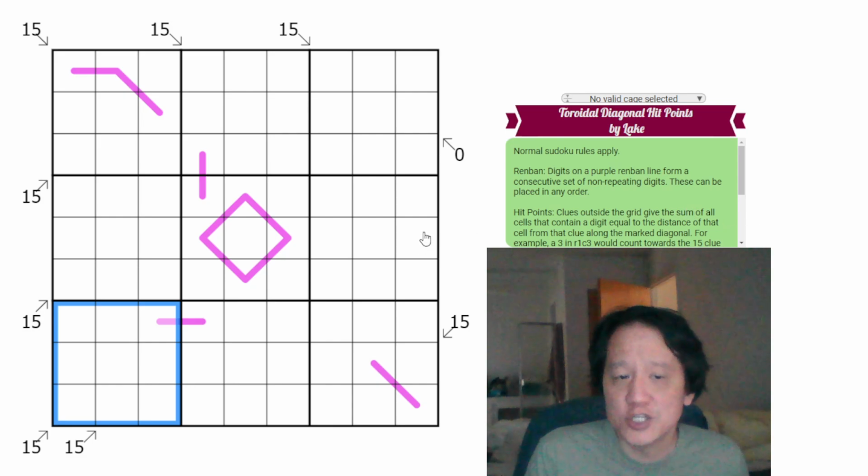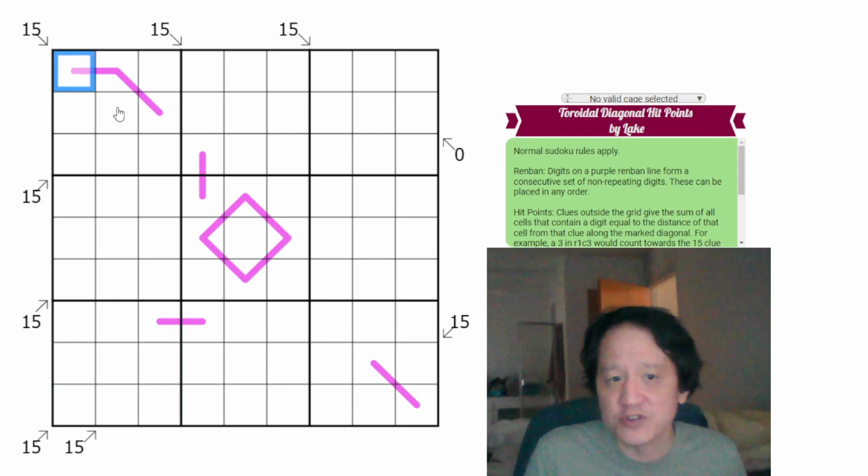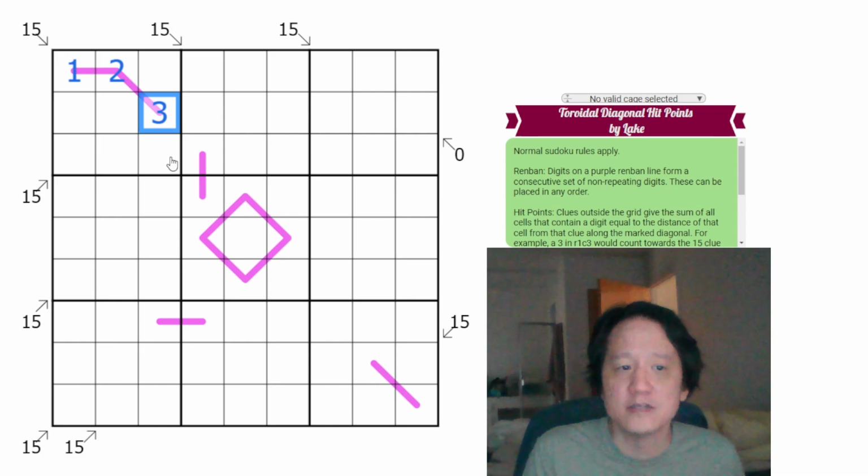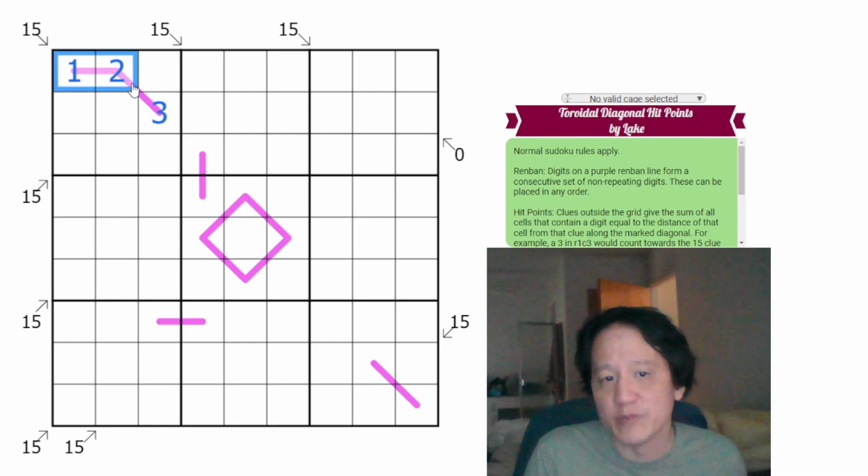Renban. Digits on a purple Renban line form a consecutive set of non-repeating digits. These can be placed in any order. So for example, if this was a 1, there would have to be a 2 and a 3 on this line somewhere. It doesn't have to be in any order, but since they're consecutive and non-repeating, they have to form that set.